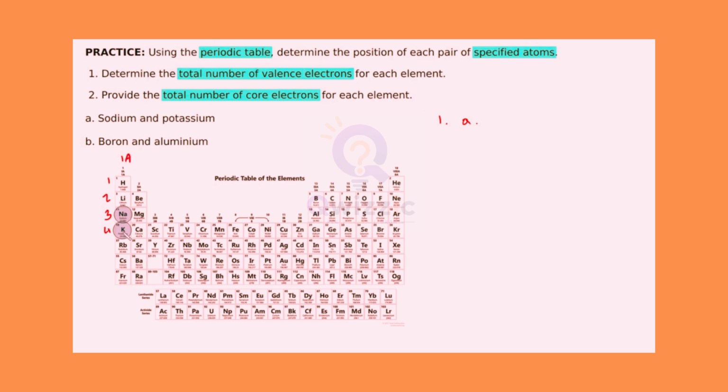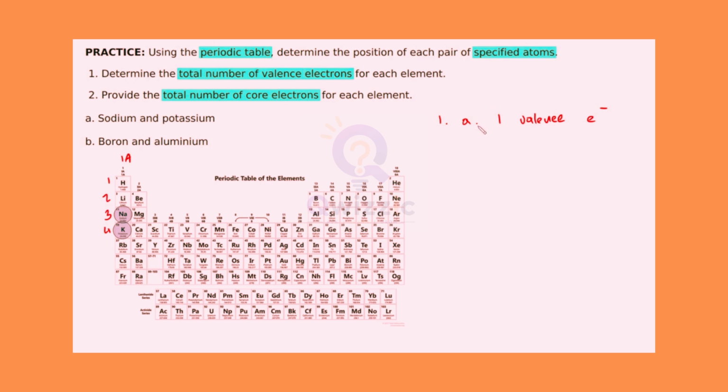So because sodium and potassium are in group 1A, they must have one valence electron. Okay? So basically, if you remember, whenever you're dealing with a group A number element, it will have the same number of valence electrons as the group number it is in. And as you recall, the number of valence electrons corresponds to the number of outer shell electrons. So we have one valence electron for sodium and potassium because they both belong to group 1A.